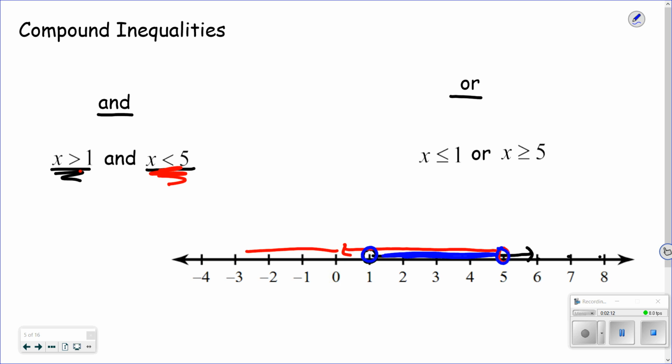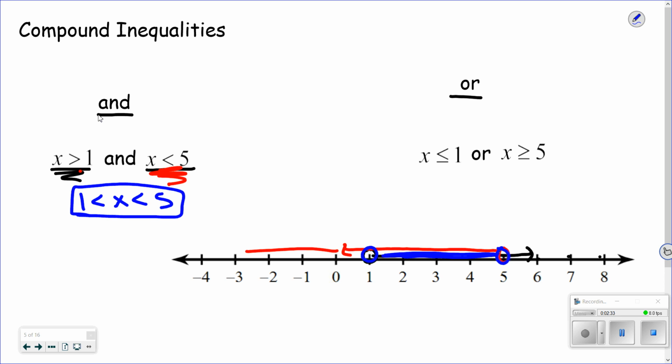So my actual answer, if I combine those, and we can write those together like this, we say put the 1 here, put the 5 here, put the x in the middle. X has to be greater than 1, but smaller than 5. So this is how you'd write that answer. There's another way to also write these answers, and this is the interval notation.